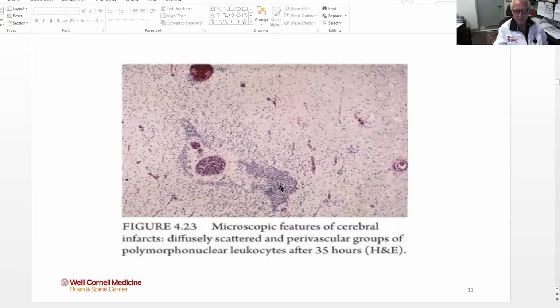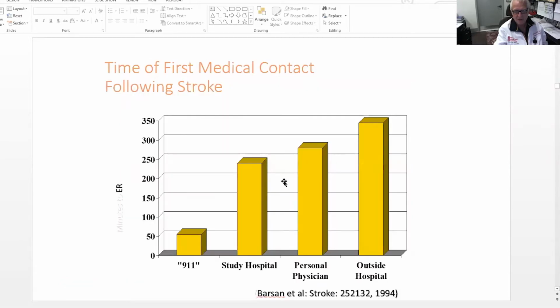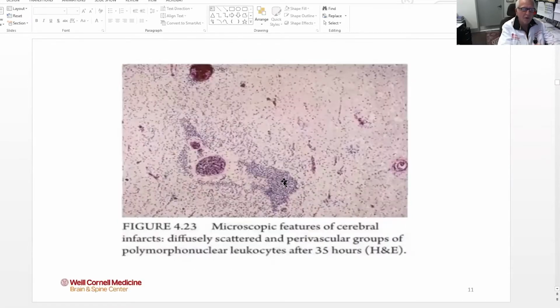And after that, within about 12 hours, you start to see the infiltration of neutrophils, and sometime thereafter, you start to see the infiltration of macrophages to clear out all the debris and dead cells. I just want to remind you all that when a patient presents with a stroke, the first thing we think about is not necessarily carotid occlusive disease.